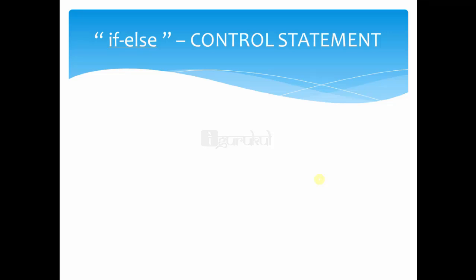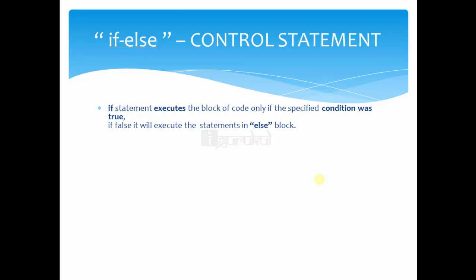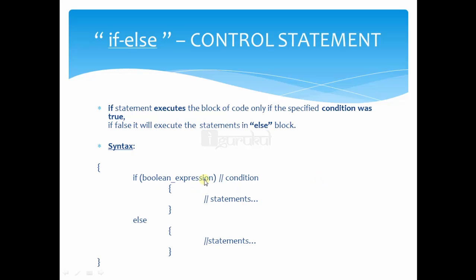So what is an if else control statement? If statement executes the block of code only if the specified condition is true. If false, it will execute the statement in the else block. That means if the boolean expression in the if statement is met, it will execute the statement in that block. If it is not met, it will execute the statement in the else block. Let's have a practical example and see it for ourselves.